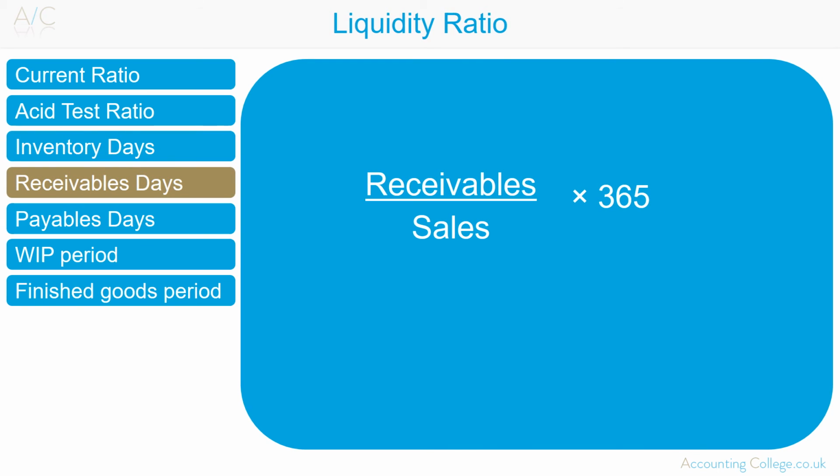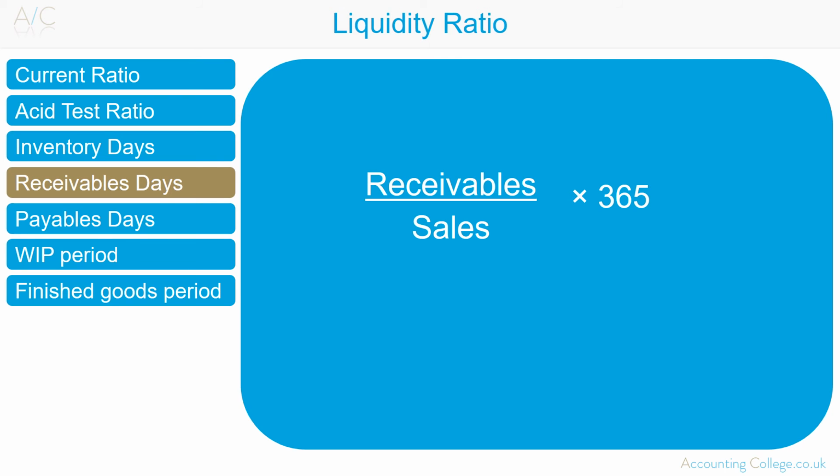Receivable days ratio. Receivable days, also known as debtor days, are receivables divided by sales. Receivable days are the average period it takes for a company's debtors to pay what they owe. For liquidity purposes, the faster money is collected, the better.